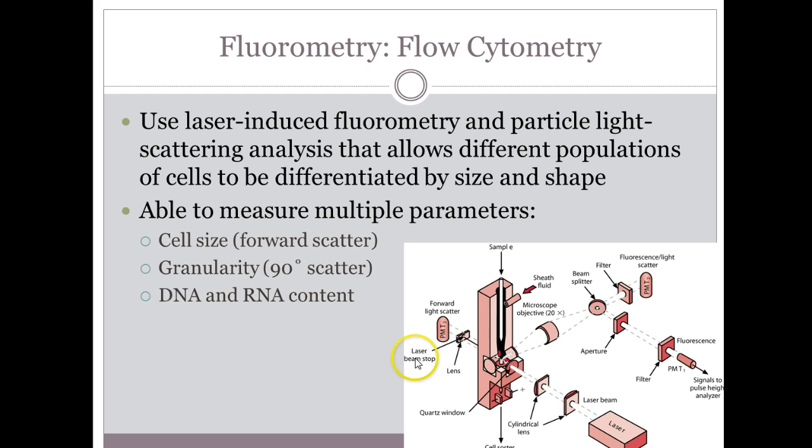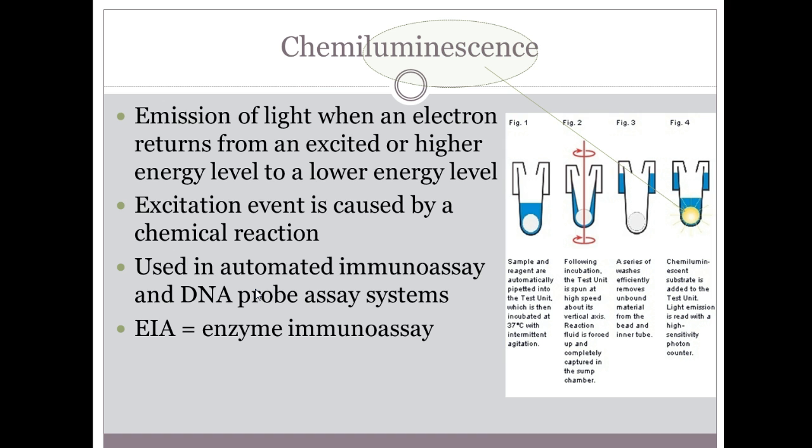Cell size is by forward scatter. Okay, large cells, small cells. You've got macrophages or monocytes, and the small cells are the lymphocytes or red cells. Granularity is 90% scatter, so it would scatter light at a 90-degree angle. And that would tell you that you may have a neutrophil or an eosinophil or a basophil, something like that. We can also tell DNA and RNA content from that. You'll get a better picture of this in hematology this quarter.